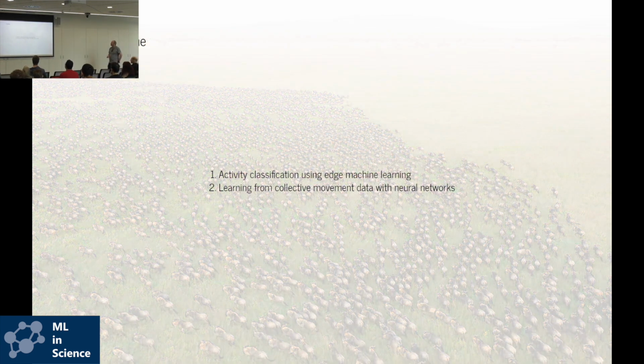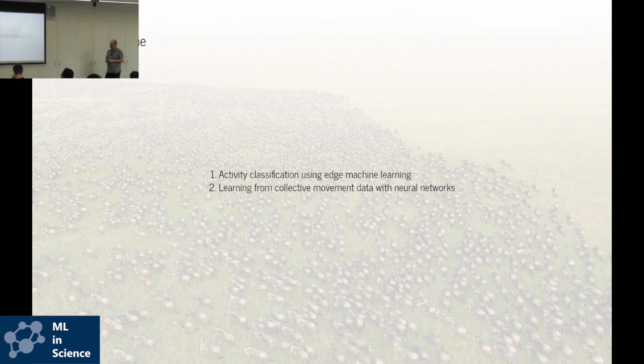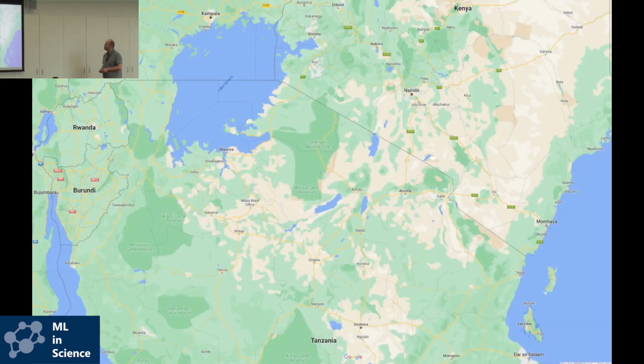But I'm going to talk about two separate topics. The first is a bit more applied, actually getting out and looking at these animals and attaching devices. And the second is a bit more theoretical, how we use machine learning and neural networks to analyze movement data. We'll see how we do for time. So I'll go through, and if we don't get to all of it, we can just skip through.